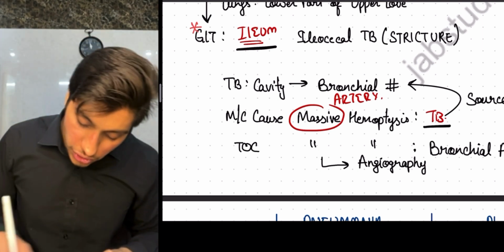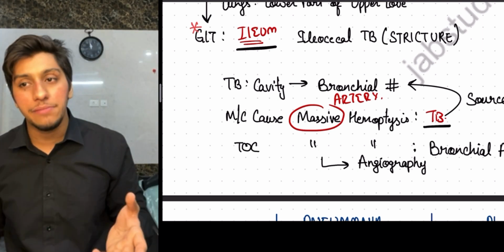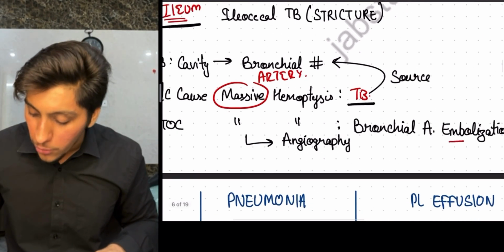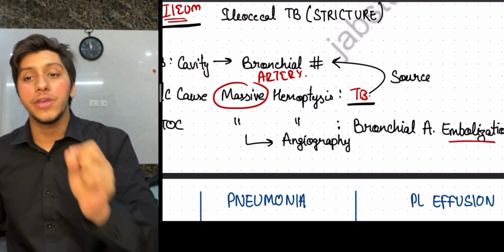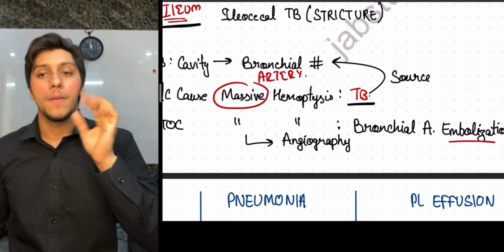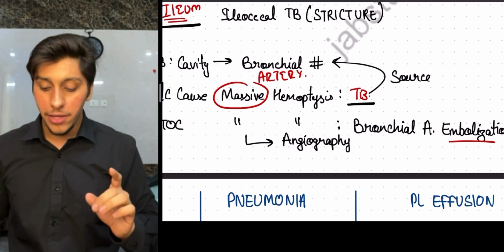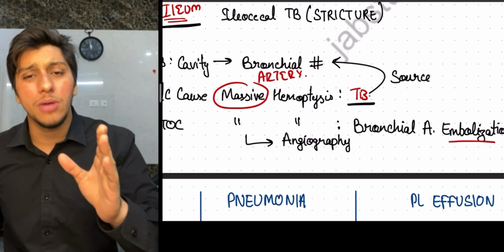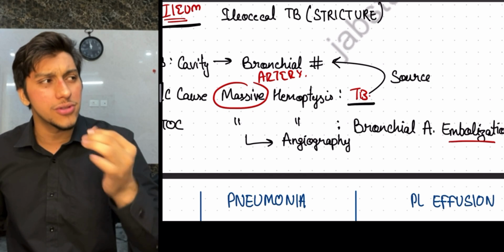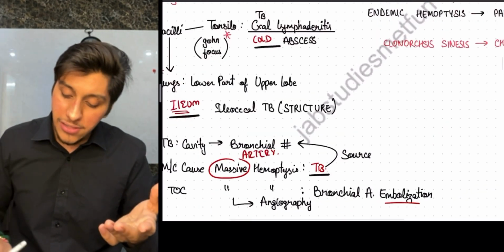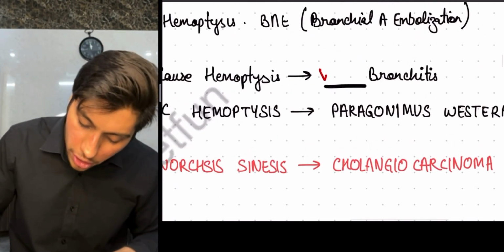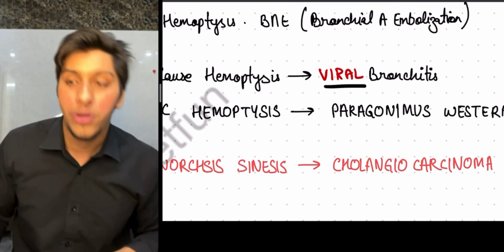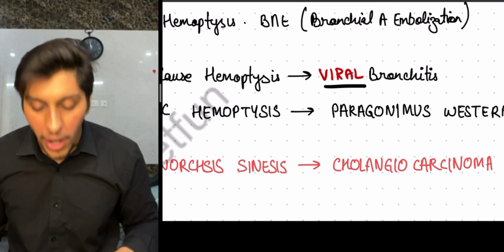The treatment of choice for this management, obviously, the artery is bleeding. So what are we going to do? We are going to embolize. Bronchial artery embolization. If they ask you, guys, what is the most common cause of hemoptysis, which is the most common cause of bleeding and cough, that is going to be your viral bronchitis. That is going to be what? That is going to be viral bronchitis.